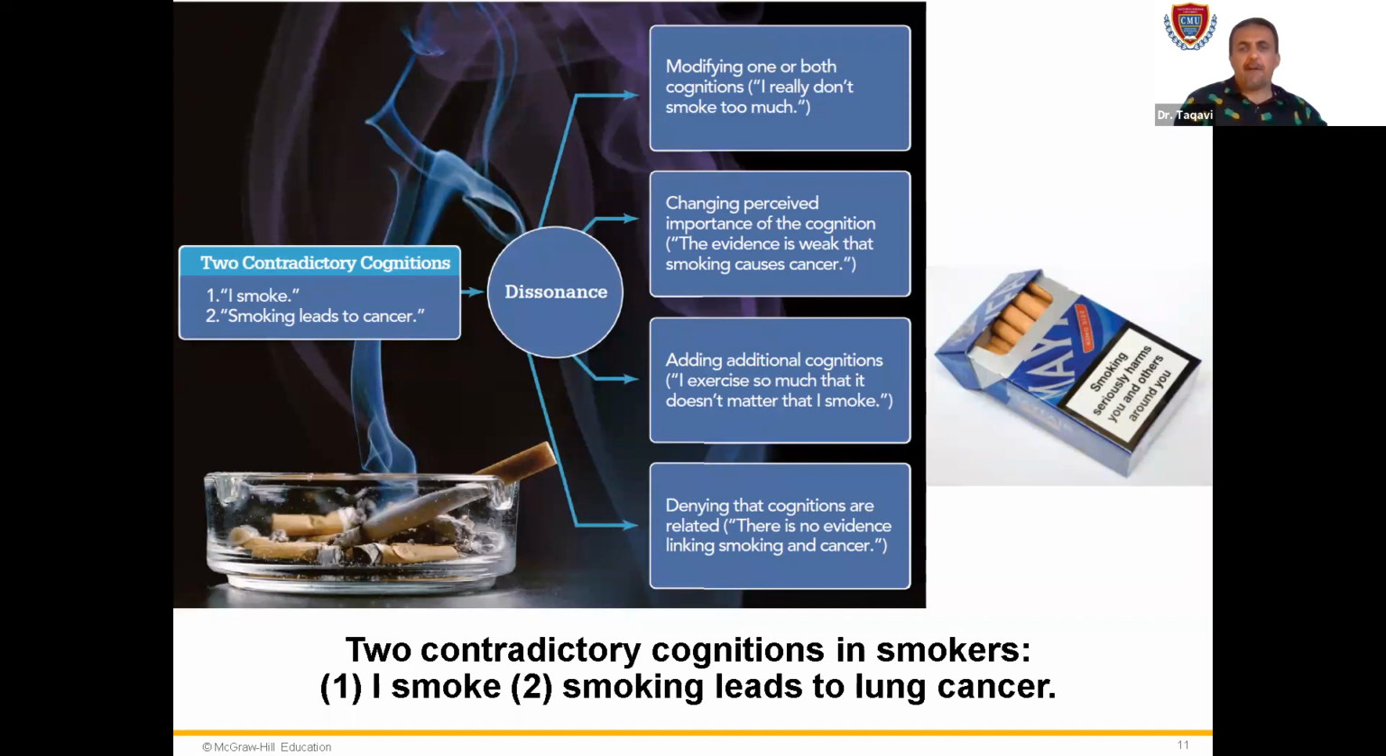And the final part, denying that cognitions are related. There is no evidence linking smoking and cancer. It is something that changes the perceived importance, the evaluation of the dissonance. So you see that if you have two contrary cognitions, I smoke, smoking can lead to cancer. And also in the slide, you can see the major methods we can use to cope with cognitive dissonance.